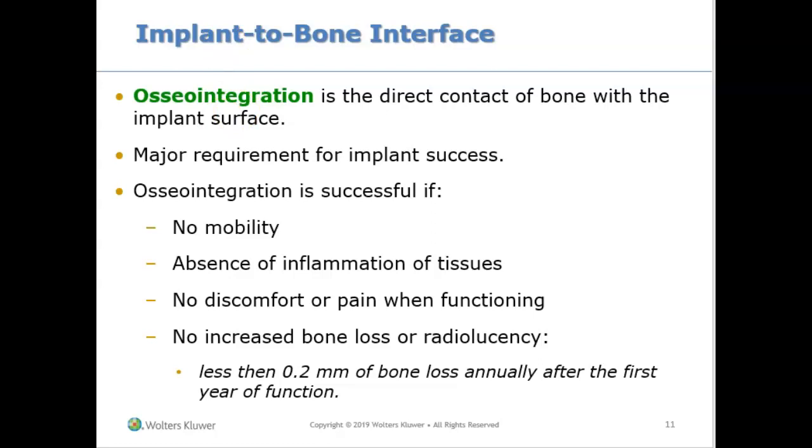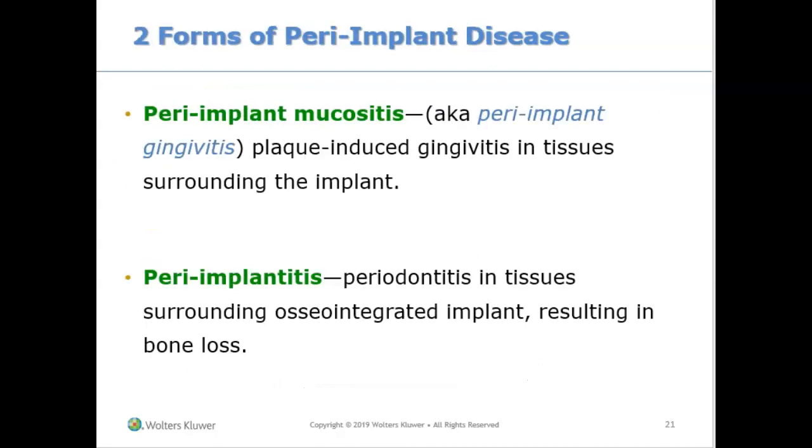Now, what's important to note is that the new AAP classification asks us to look at the peri-implant tissues, the tissues around the implant. If the implant is healthy, we're going to check off peri-implant health. But if the gums surrounding the implant are not healthy, it could be peri-implant mucositis, also known as peri-implant gingivitis.